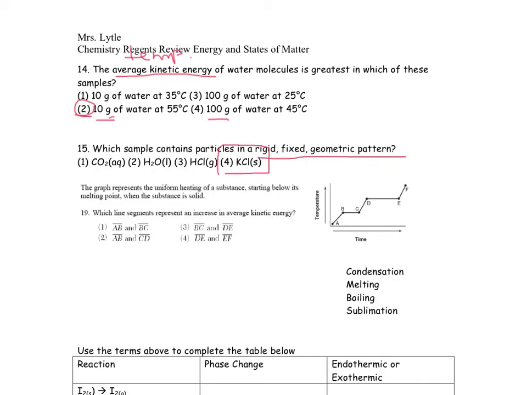Again, we're asked to examine and find an increase in average kinetic energy. Again, average kinetic energy is simply temperature. So we're looking for the segments that have an increase in temperature. And these sloped segments are experiencing an increase in temperature. So AB and CD are the two best choices that are provided. We also know that segment EF increases in temperature, but is not provided as an acceptable answer choice here.